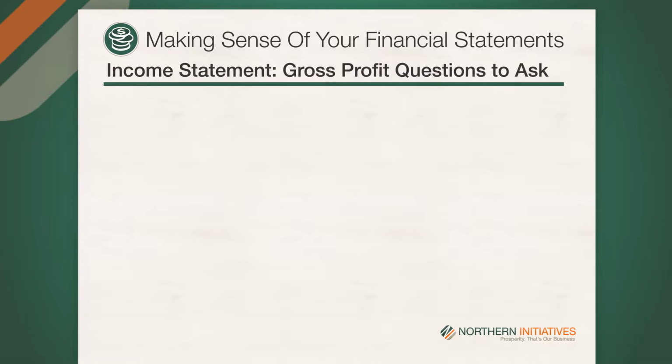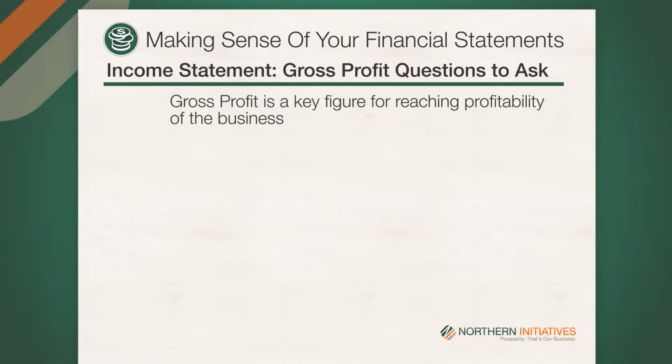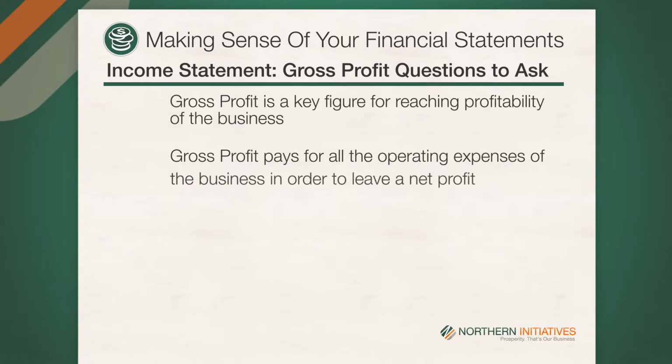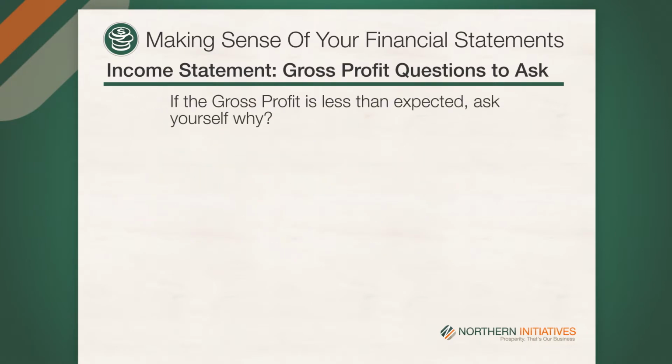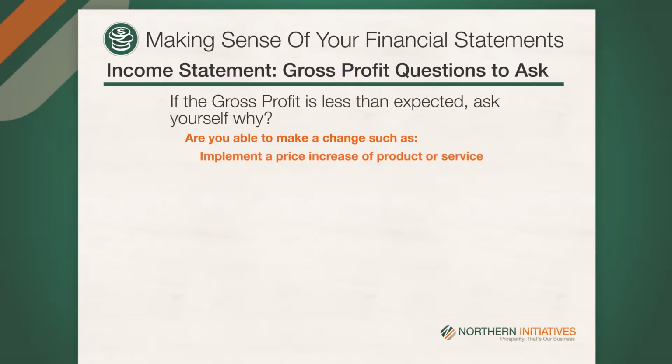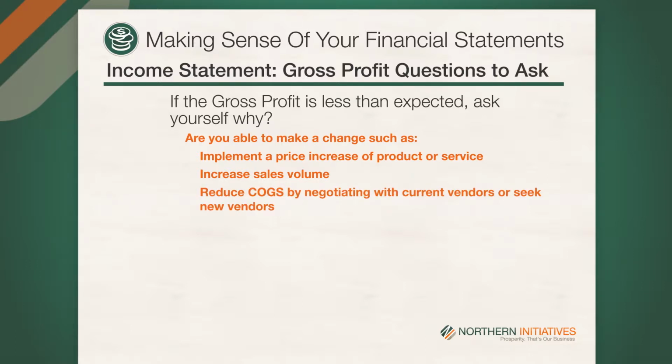Here are some questions to ask yourself as you review your gross profit performance. Gross profit is a key figure for reaching profitability of the business. You must generate enough gross profit to pay for all the operating expenses of the business and leave a net profit. If the gross profit is more or less than expected, ask yourself why. If it's more and you know why, are you able to continue to perform at this level? If it's less and you know why, are you able to make one or more changes that will improve it, such as implement a price increase of your product or service, increase sales volume, reduce cost of goods sold by negotiating with current vendors, or seek new vendors?